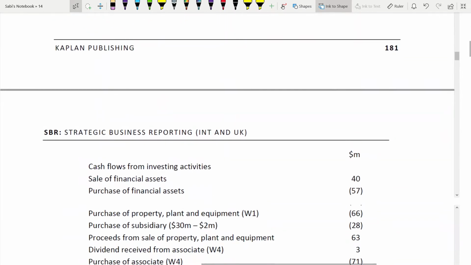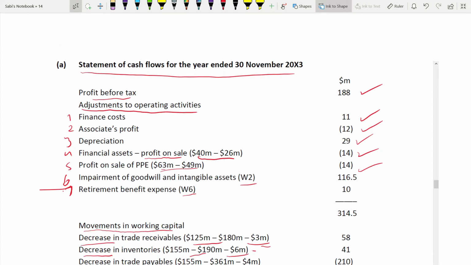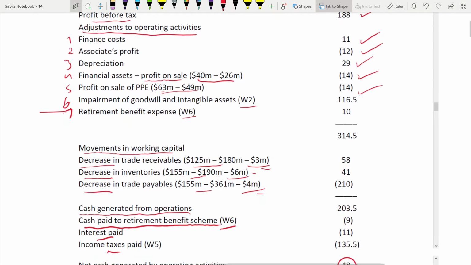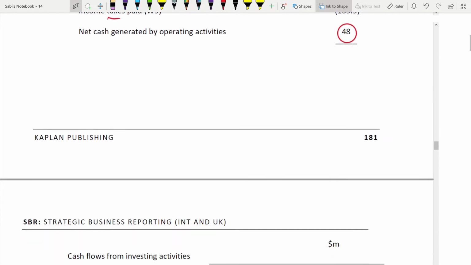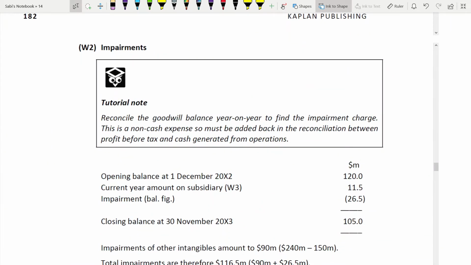But before we go to the investing activity, let me go through the ones which I missed out. Impairment of goodwill, working 2, retirement benefit expense, working 6, and income tax paid, working 5. Okay, so working 2, 5, and 6. 2 is impairment. Please label like this if it's impairment.